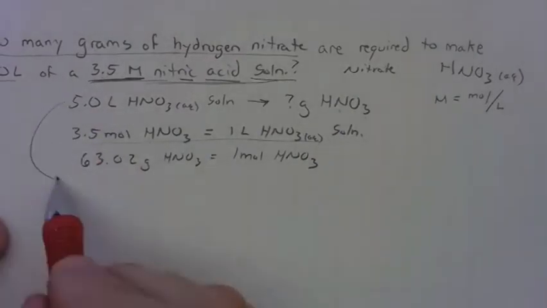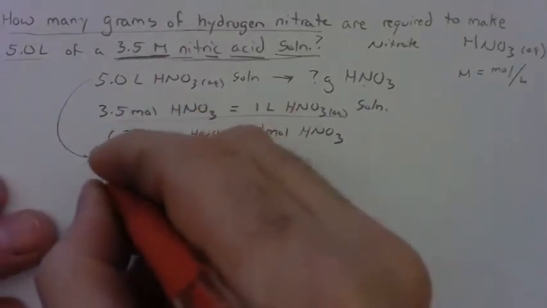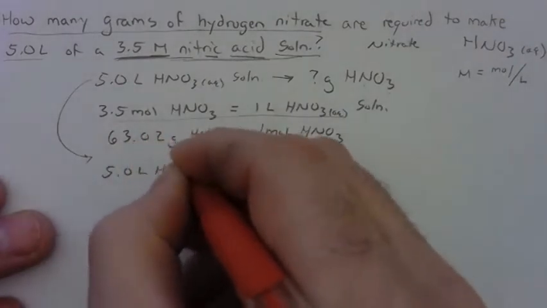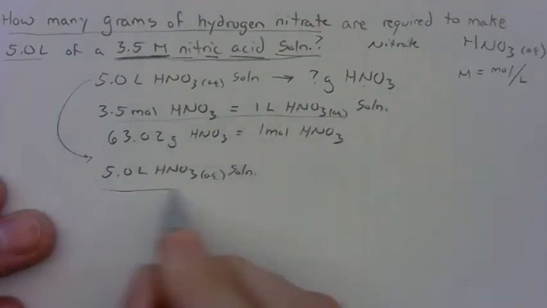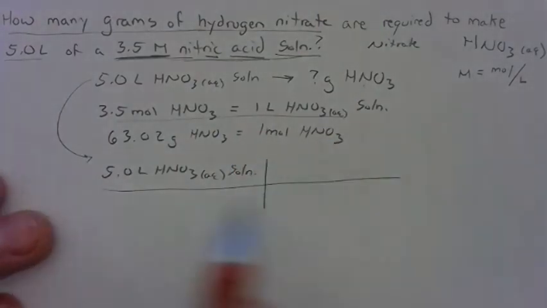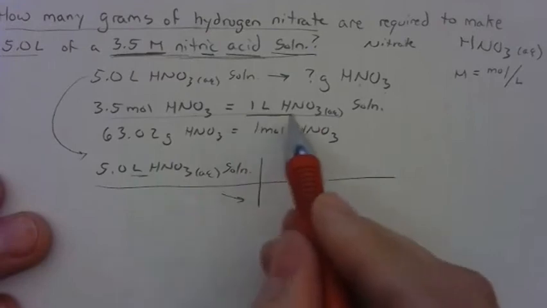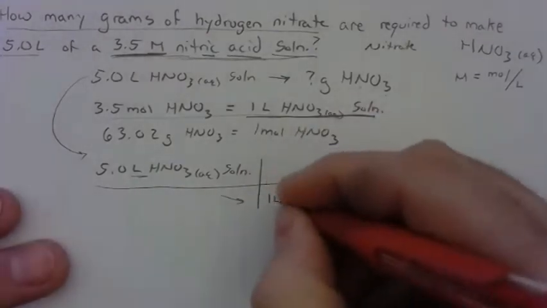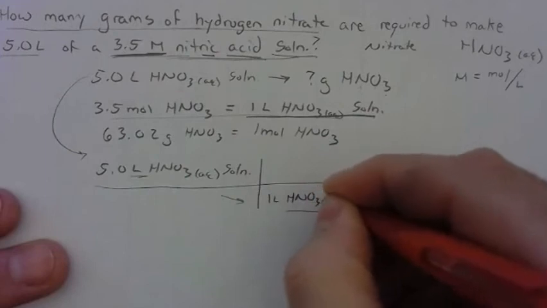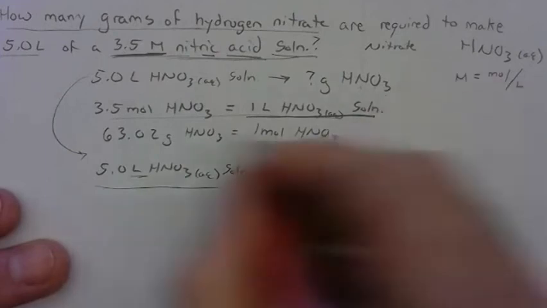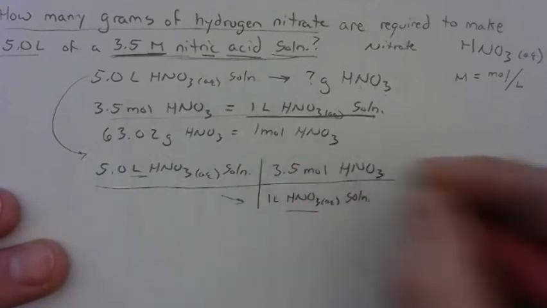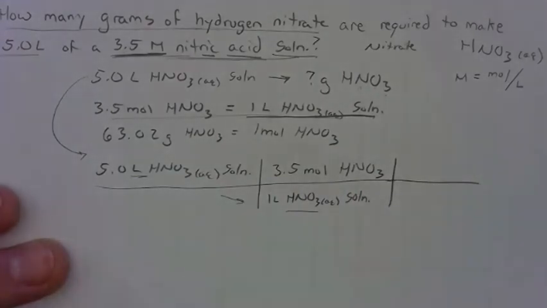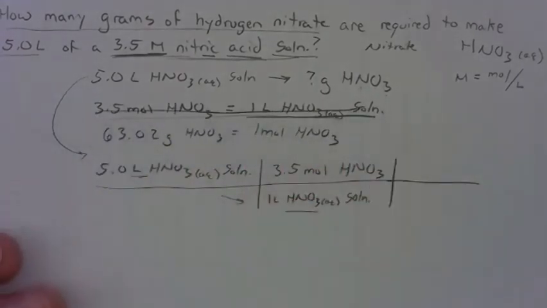Now that I have my equalities, I set up my grid. I have 5.0 liters of hydrogen nitrate solution, i.e. nitric acid. And now I have liters of nitric acid, I want liters of nitric acid down here. So that's right here. For every 1 liter of nitric acid solution, it is equal to 3.5 moles of hydrogen nitrate. All right, so I've used that equality. I won't use it again.